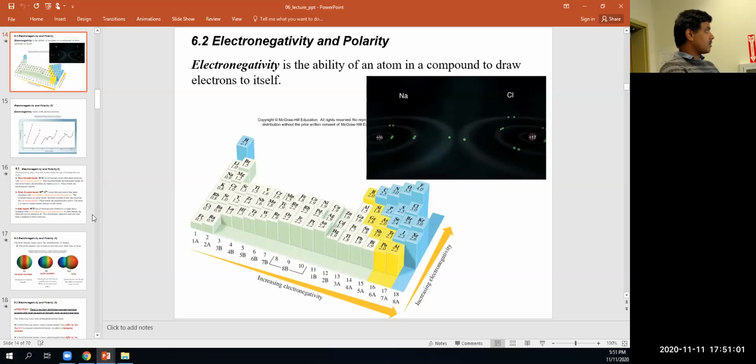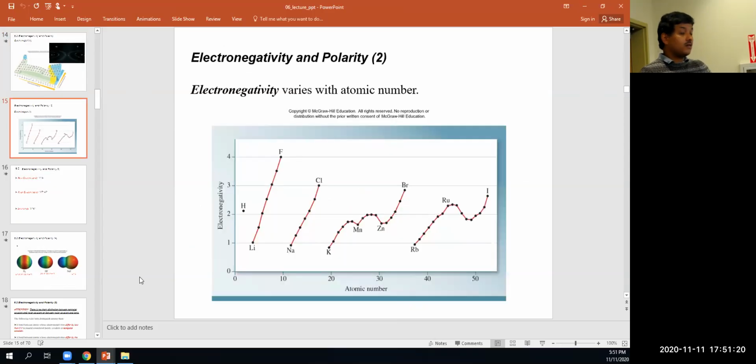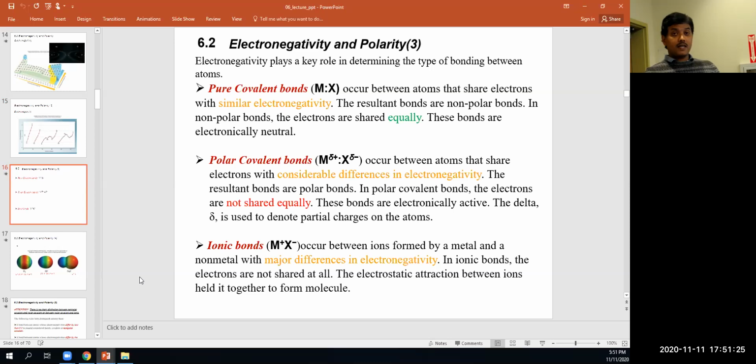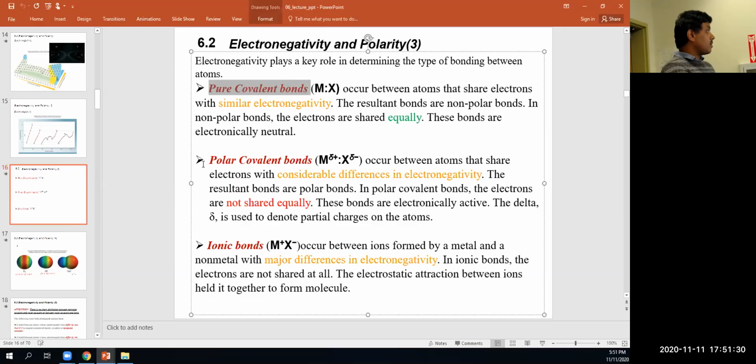In chapter 6 under electronegativity, we discussed the tendency of atoms to attract electrons toward themselves in a bond, and we call that electronegativity. And we have a scale, and these are the numbers that we looked at, different electronegativities. And here is the chart that we looked at, how electronegativity varies with the atomic number. And we defined bonds as either a pure covalent bond, polar covalent bond, or ionic bond based on the differences in electronegativity of the bonded atoms.